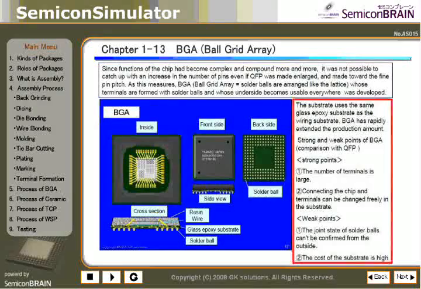Strong and weak points of BGA in comparison with QFP. Strong points: the number of terminals is large, and the connection between the chip and terminals can be changed freely in the substrate. Weak points: the joint state of solder balls can't be confirmed from the outside, and the cost of the substrate is high.